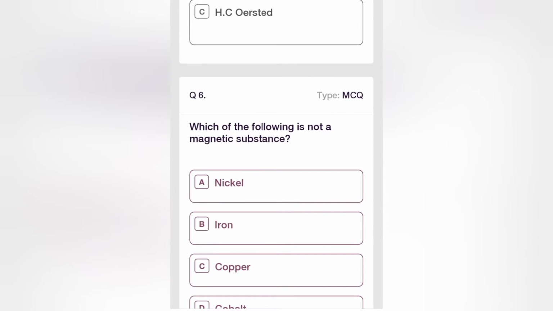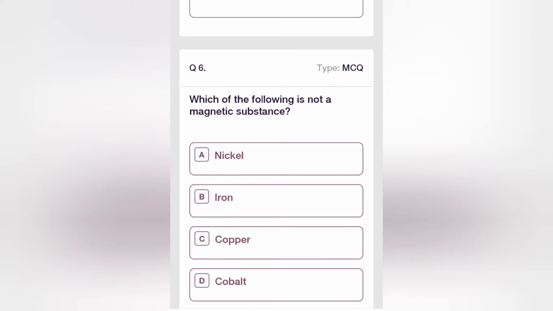Which of the following is not a magnetic substance? Nickel, iron and cobalt are magnetic materials, whereas copper is not a magnetic substance. Option C is the correct answer.